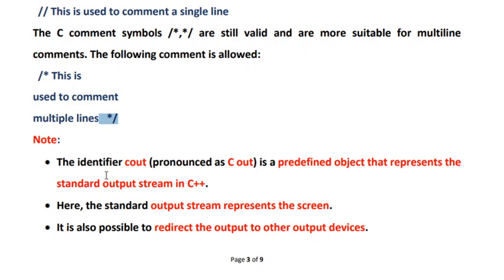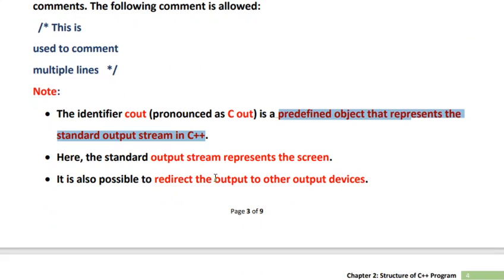Now here what you need to note is the identifier cout, the object cout of iostream, which is pronounced as cout. It's a predefined object that represents the standard output stream in C++. So this is what I was intending to say: cout is a predefined object that represents the standard output stream in C++. It's pronounced as cout.